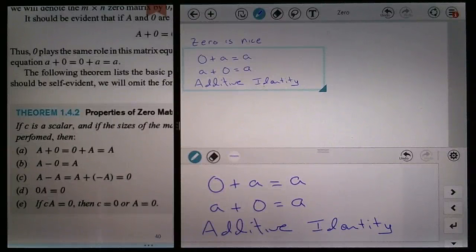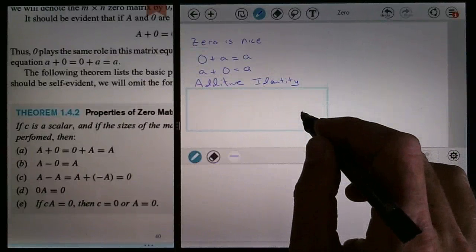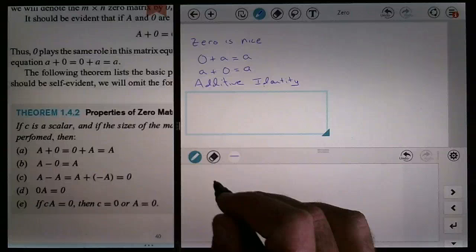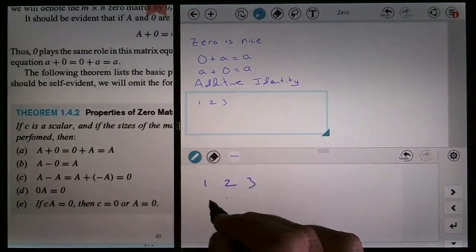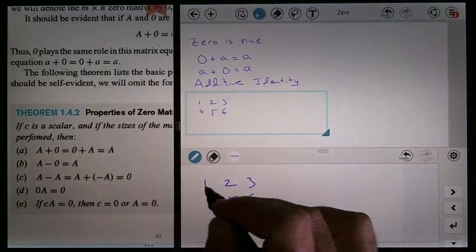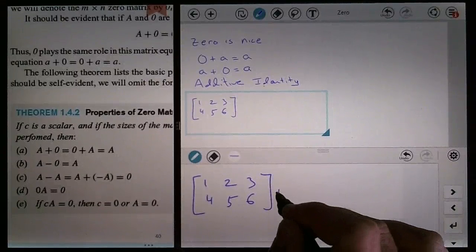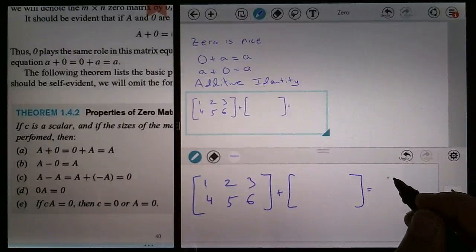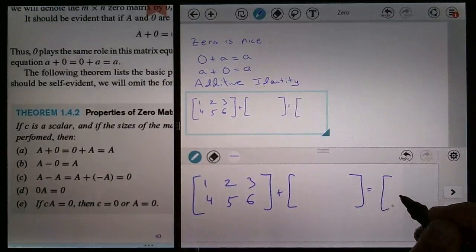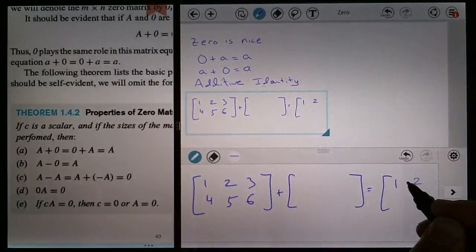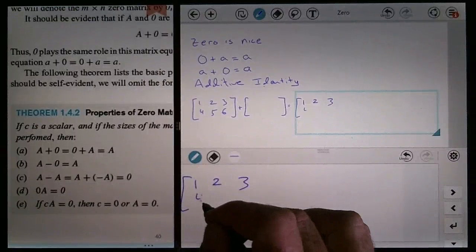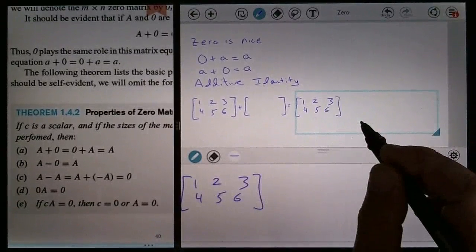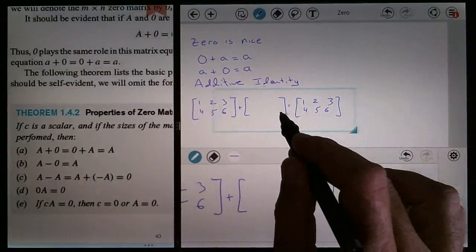Okay. Now, in the world of matrices, there's a similar thing that happens. So, for instance, suppose you've got a matrix that looks like 1, 2, 3, 4, 5, 6, and you want to add something onto that matrix so that you end up with 1, 2, 3, 4, 5, 6. What does that something have to be?